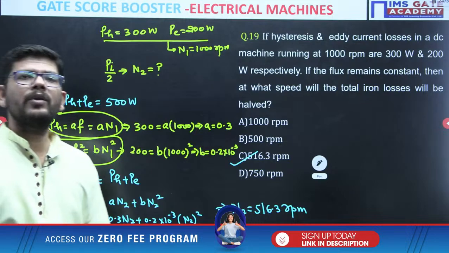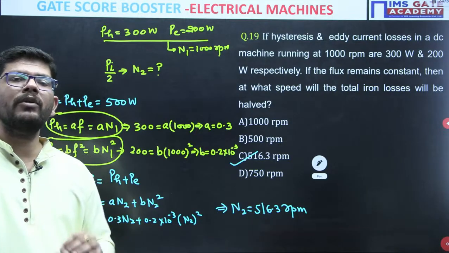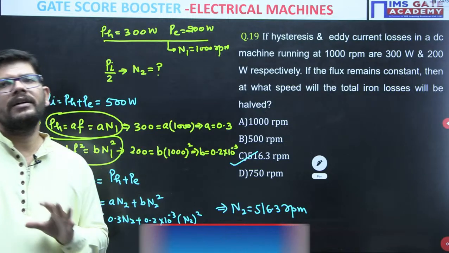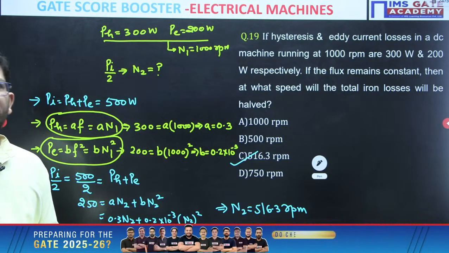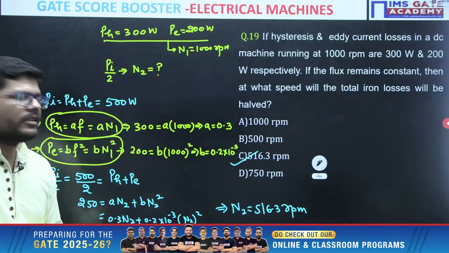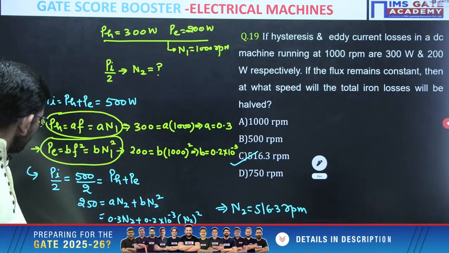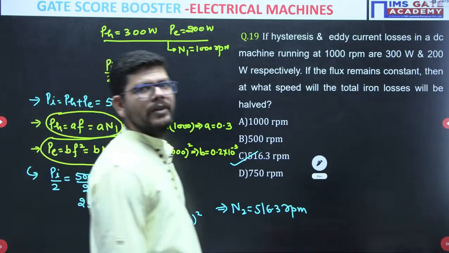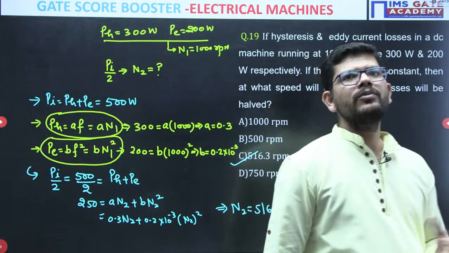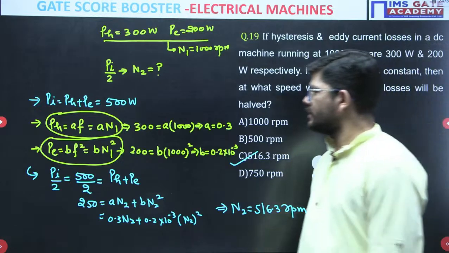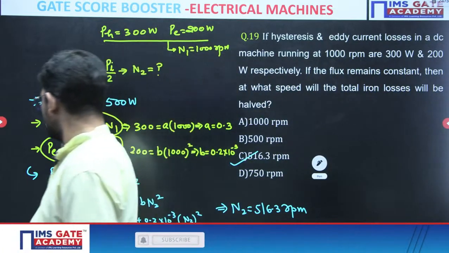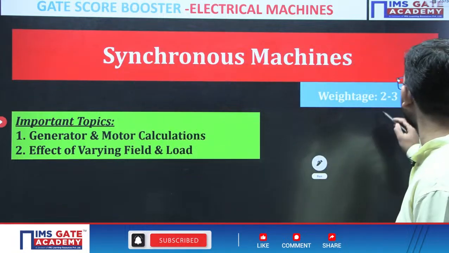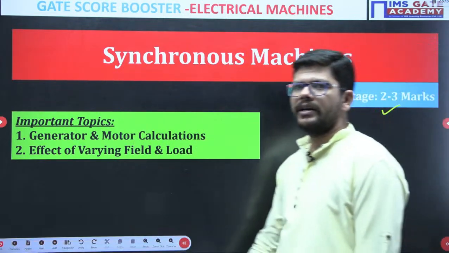Machine is a very important subject. If you are scoring marks from machine, it is sure that you are going to get under 100 rank, because machine is a subject in which most of the students are not that comfortable. So what is discomfort for others, if it is comfortable for you, you are leading towards success, right. Now, this is about DC machine. If I talk about synchronous machine, average weightage is 2 to 3 marks.